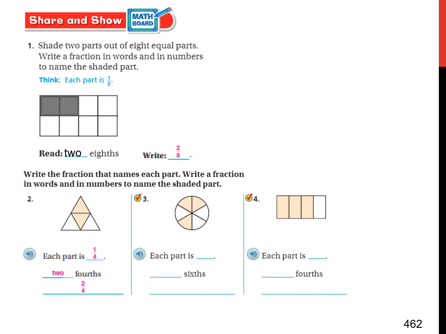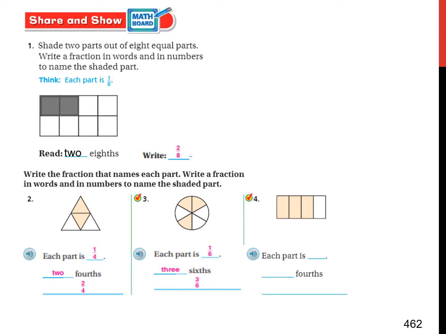Look at question 3. The circle is divided into 6 equal parts. Each part is 1 out of 6. I have 3 out of 6 shaded parts. So each part is 1 out of 6. 3 out of 6 are shaded, or 3/6.